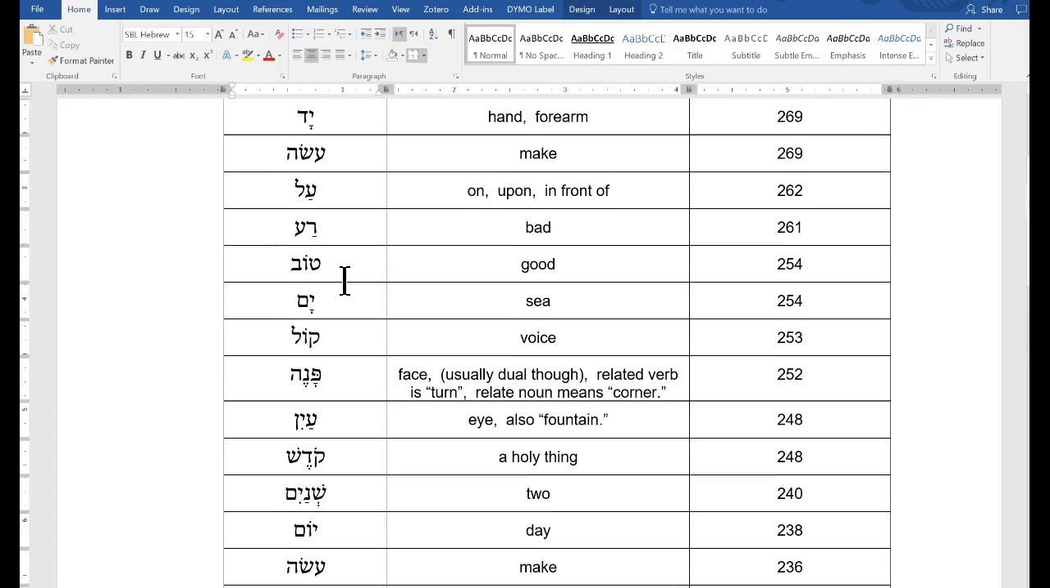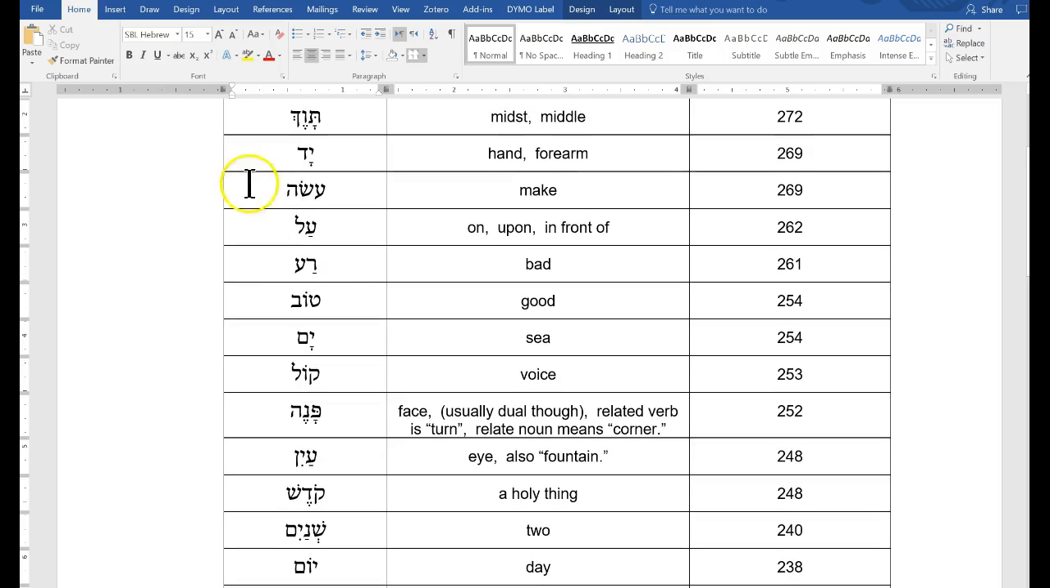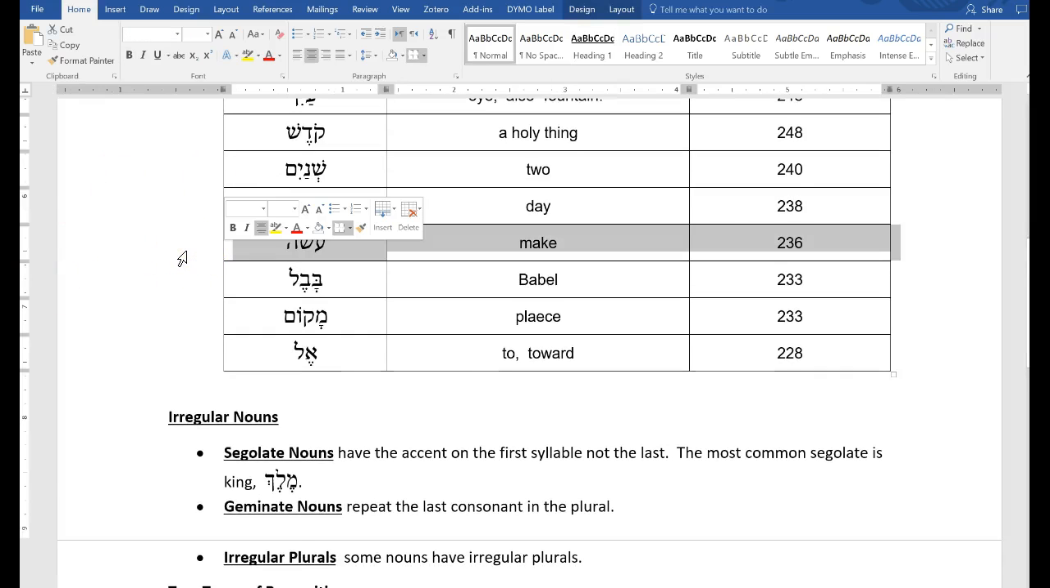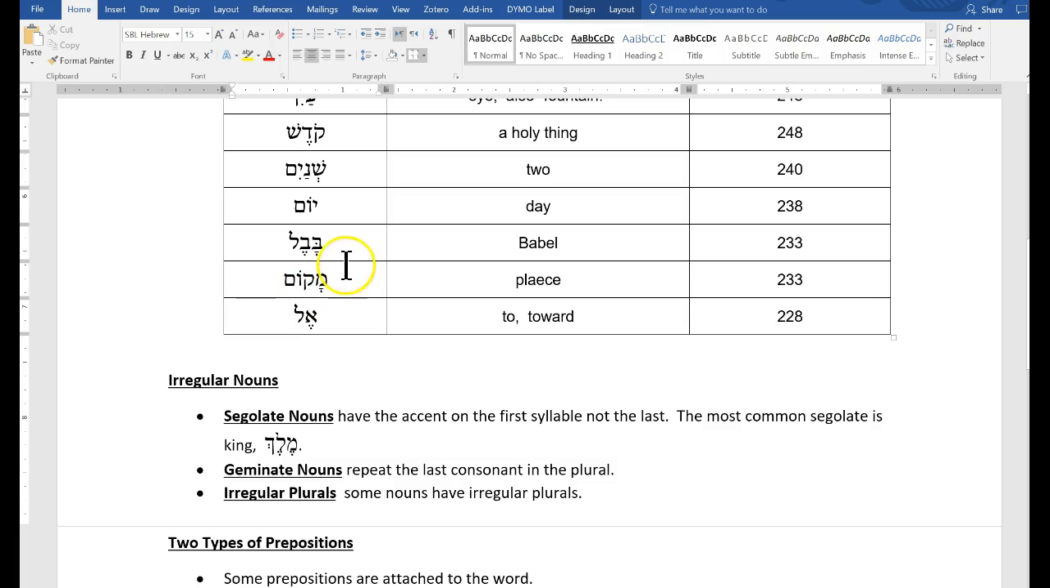Asa is make, so I guess we have that 2 times. We can omit the second one. I'll omit that now. Bavel is just the word Babel. Makom is place. El is to or toward.